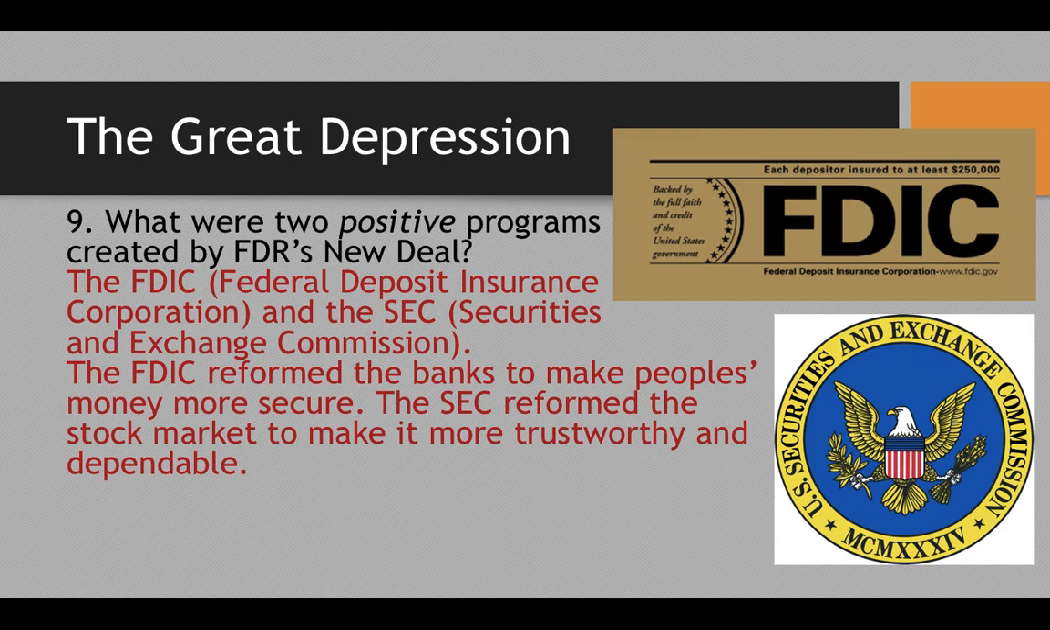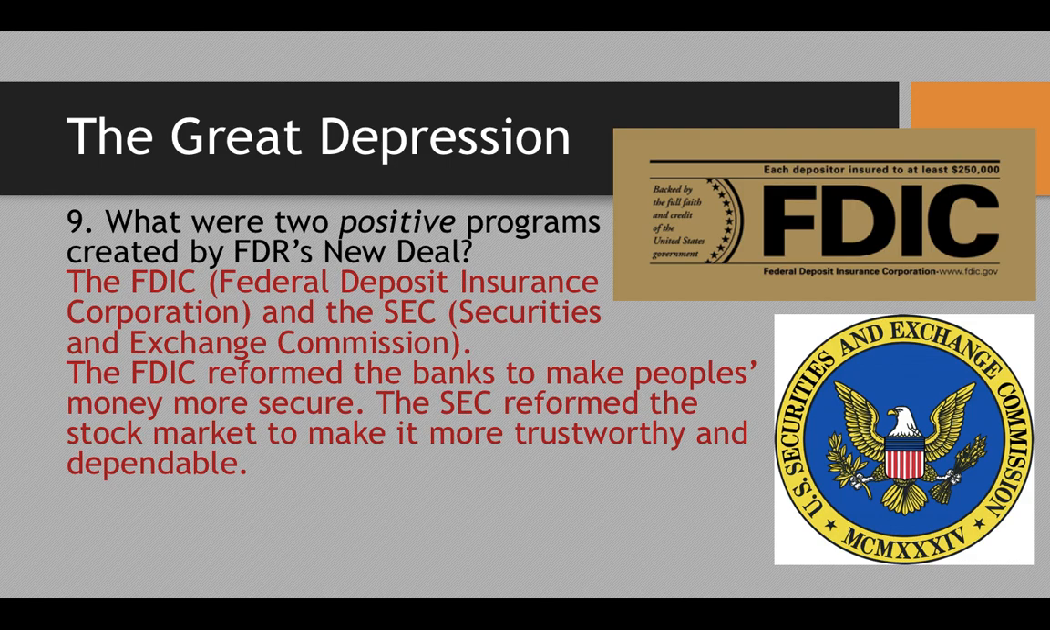Because if you can imagine, after the stock market crash and the banks crashing, you wouldn't want to put your money in the banks anymore, and so the banks would continue to fail. But with FDR's policy here with the FDIC, it made the banks much more secure, and people began to trust the banks more and invest in the banks, which improved the Great Depression some.